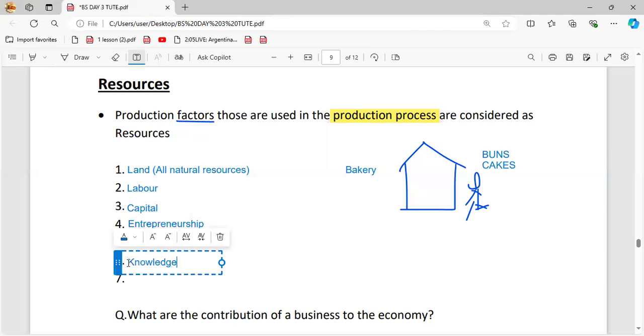What do you mean by knowledge? You must have good knowledge of how to bake the buns and cakes and everything. Did you understand? Knowledge means your idea, right? Your talent in that field, knowledge.